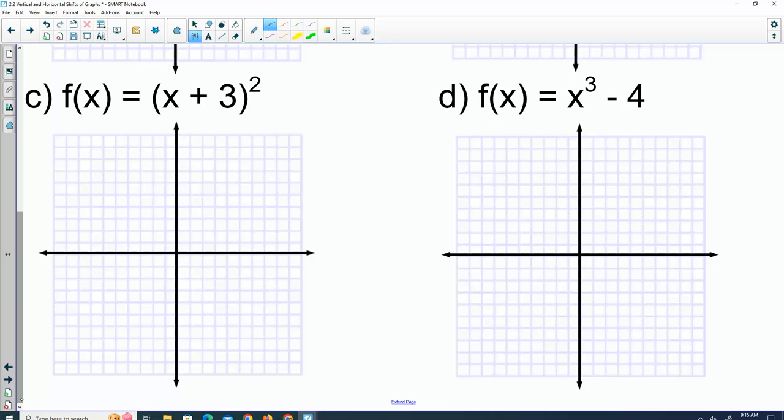C, what's the parent function? Still parabola because I have the x squared, so same as the last two examples. If you wanted to do these on the same graph, you can. You just have to label which is which. Okay, 3 is inside. Inside changes x and does the opposite. So adding 3 will move my graph. So take each point left 3.